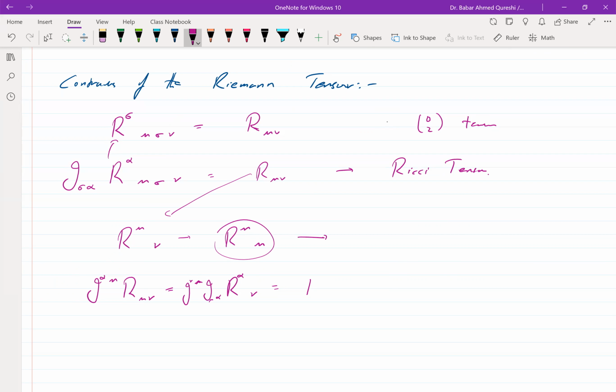So this guy has no index, so it's a scalar. This is called the Ricci scalar. And when people talk about the curvature as a number, and they just quote one number, they are usually talking about, well, they're always talking about the Ricci scalar.